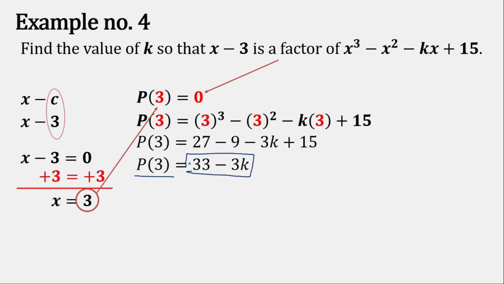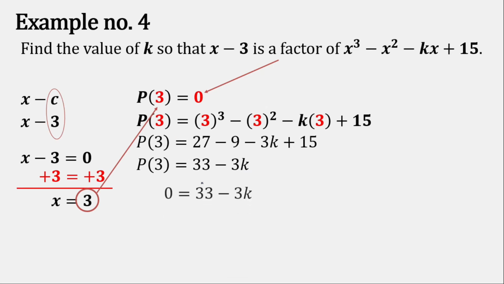We cannot simplify it further because there are no like terms that we could combine. To further find the value of k, let's equate this to 0 because we assume that x minus 3 is a factor of the polynomial.